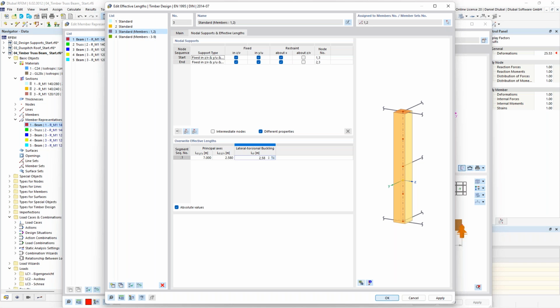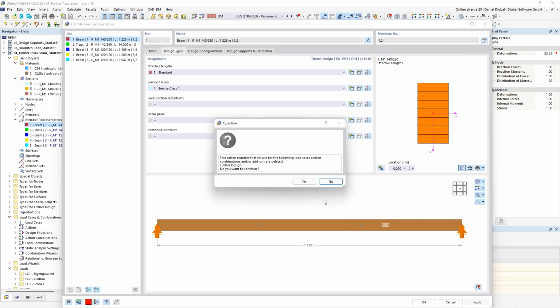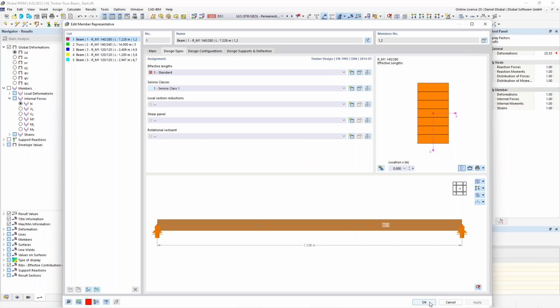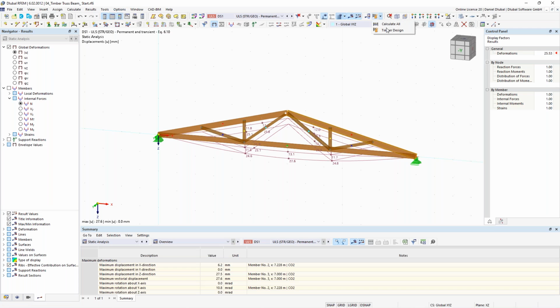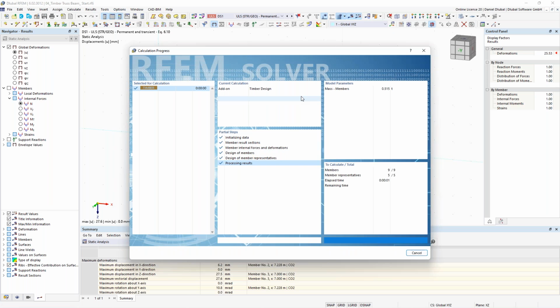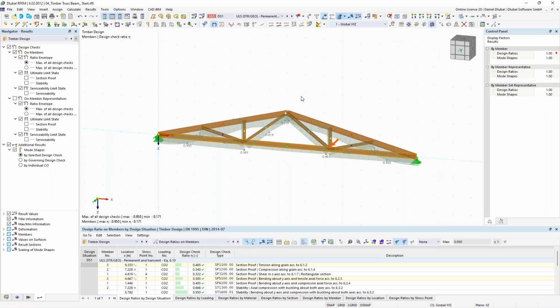So no problem. Now we have solved it. I forgot to activate absolute values here. So we have an effective length of 7 meters, and I activated the factor, and this was completely wrong because I would overestimate this. So now let's calculate it again, and now I'm pretty sure you will see the right results. And yeah, now the whole design is fulfilled.